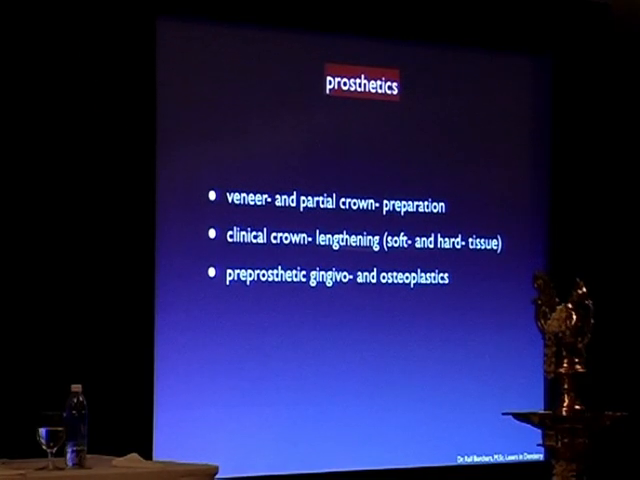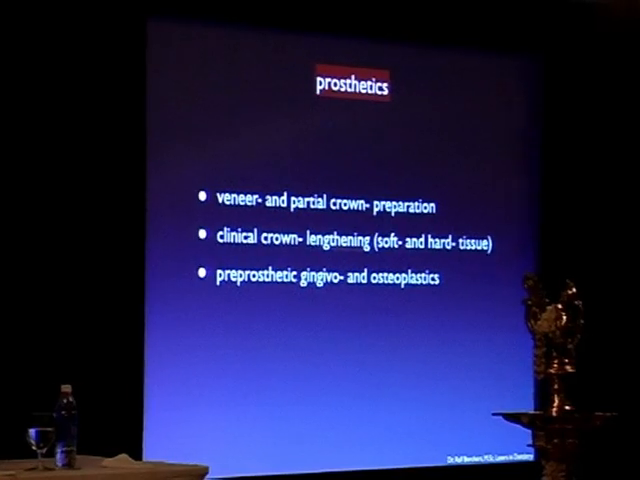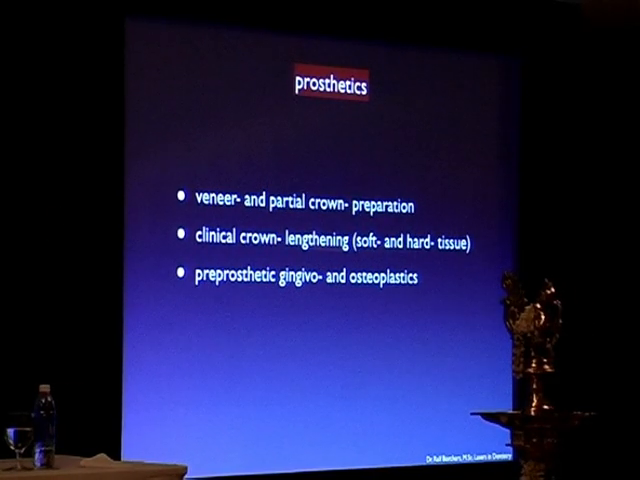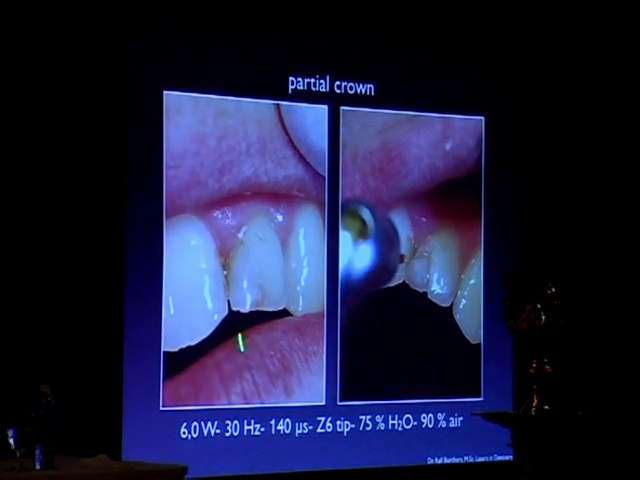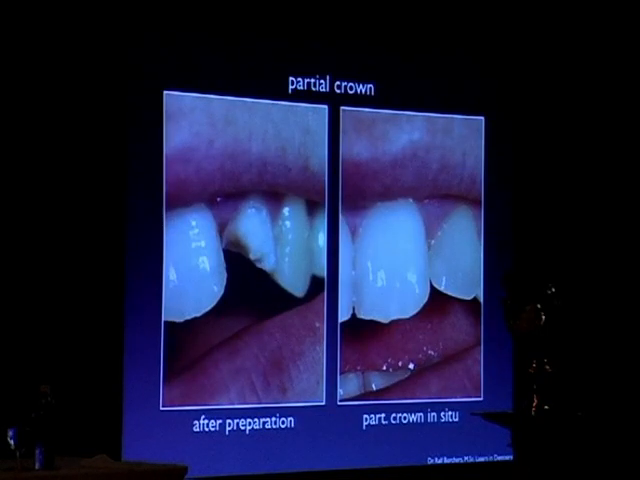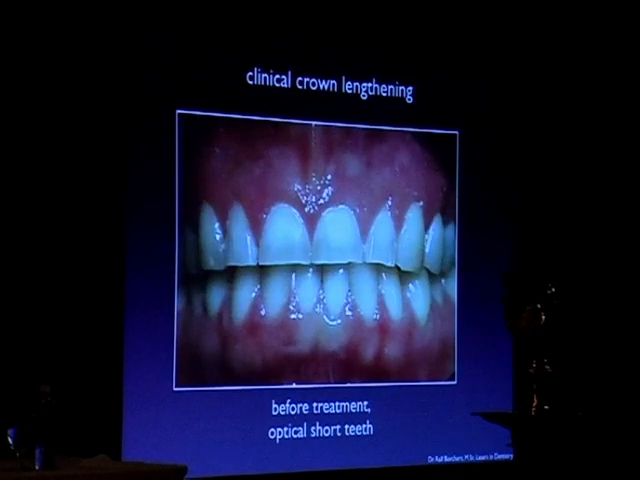In prosthetics, you can use only the erbium lasers for veneer and partial crown preparation, or clinical crown lengthenings for soft and hard tissue, or pre-prosthetic gingival and osteoplastics. I wouldn't recommend a full crown preparation by laser because it will last much too long. This is a partial crown. There was an insufficient old filling. We removed it by erbium laser, and then was the preparation with a little step here. And this is the partial crown in situ afterwards.